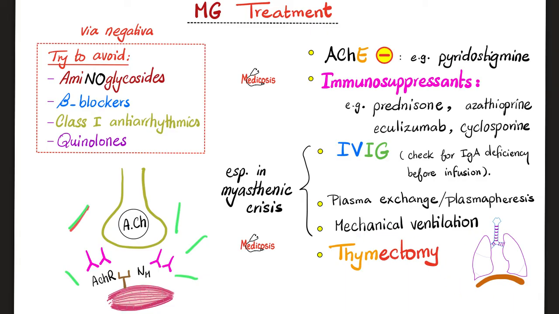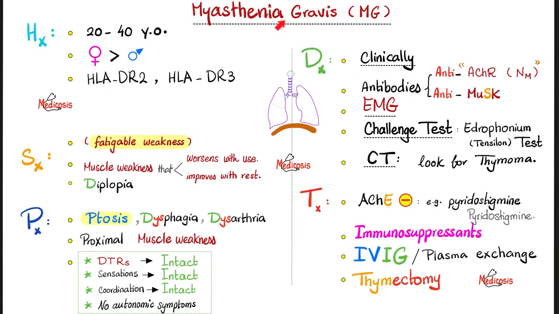Mechanical ventilation if the diaphragm is affected, and if there is a thymoma, you remove it. Let's review myasthenia gravis in 1 minute. The patient is usually 20 to 40 years old. It's more common in females than males. Associated with human leukocytic antigen DR2 and 3.